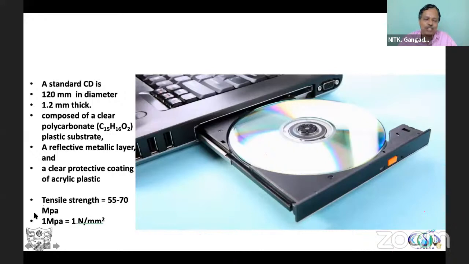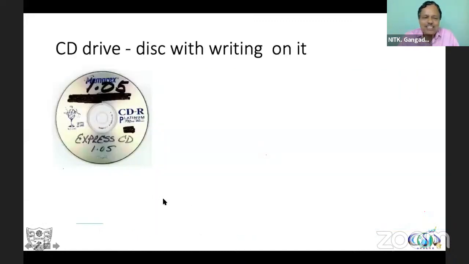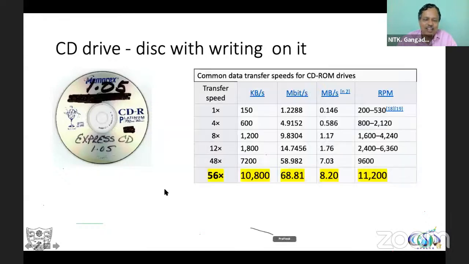is 55 to 70 megapascal. That's a unit for strength, and 1 megapascal means 1 Newton per mm square. So when we get a CD, what do we do? We write every detail on the CD. Now, I'm assuming that this CD is 56x. That means it is rotating at 11,200 RPM.